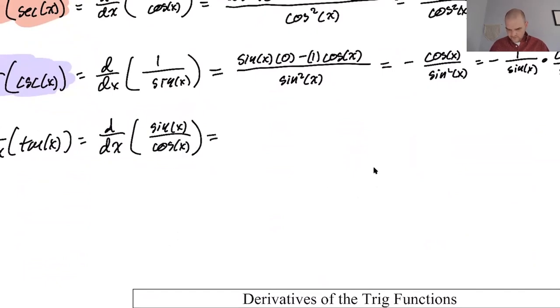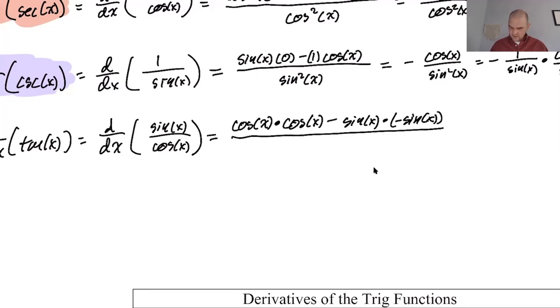Okay, so quotient rule. Bottom. Got to remember a lot here. The derivative of sine is cosine. So bottom, derivative of the top, then minus top, which is sine, derivative of the bottom, which is negative sine, right? Derivatives of the cos seem to pick up a negative. And then all over the bottom squared.